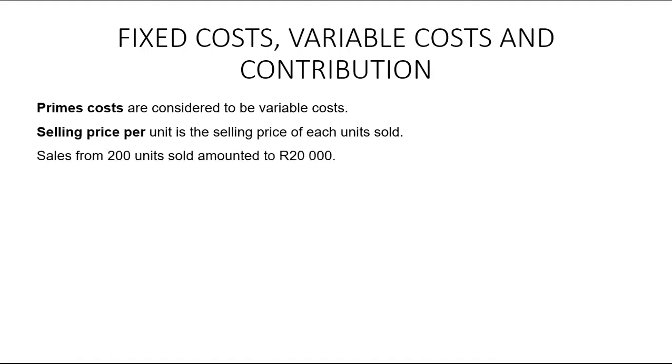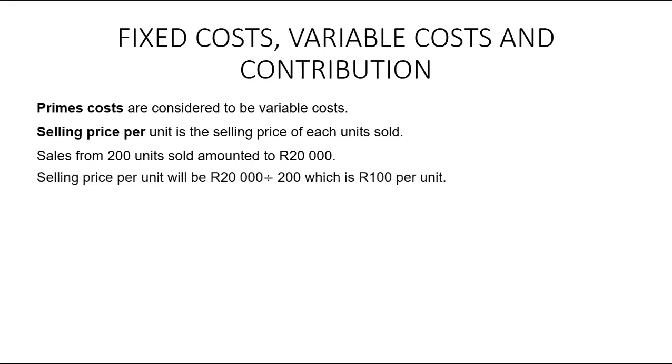As I've said here, let's say we sold 200 units. So if we sold 200 units and they amounted to 20,000, if I want the price of each unit, I'll just take that 20,000 and divide it by 200. That will give me 100 rand, which is the selling price per unit.